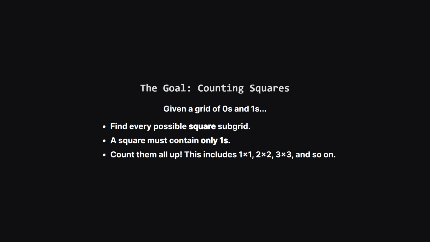Next, let's look for 2 by 2 squares. We need to find a 2 by 2 block where every cell is a 1. Scanning the grid, we can find one here, and another one right next to it. Then, moving down a row, there's a third one here, and a fourth one here. So that's 4 2 by 2 squares in total.